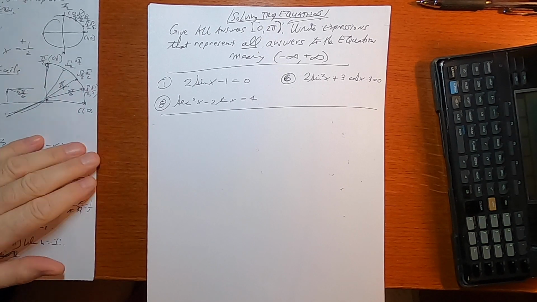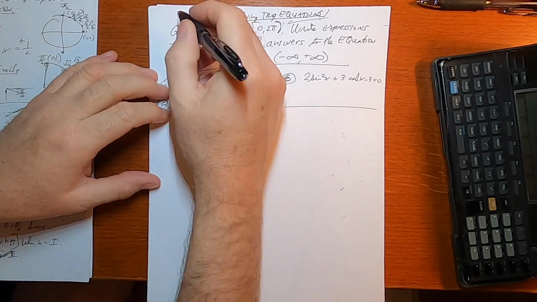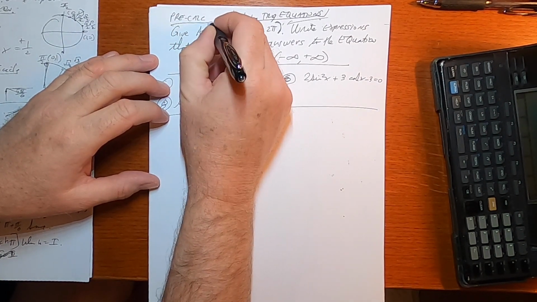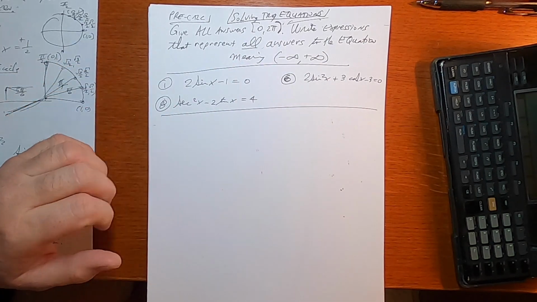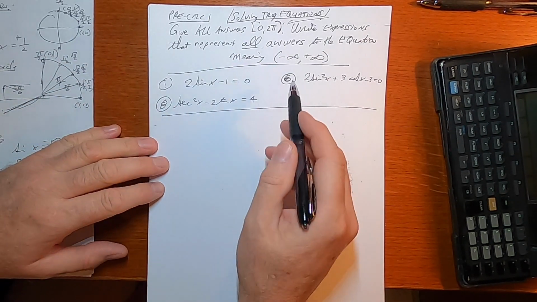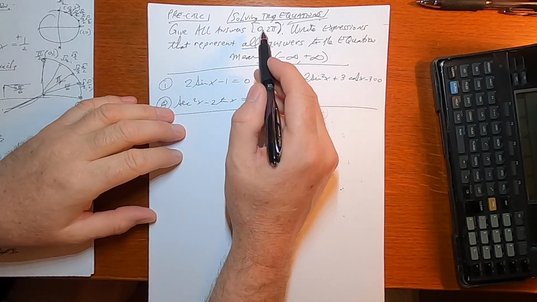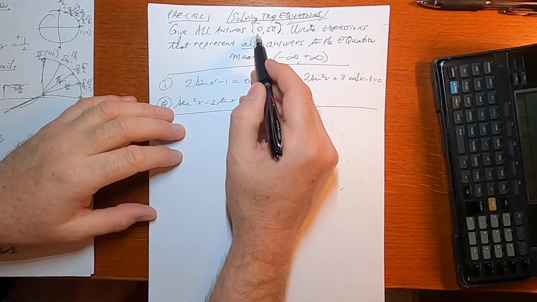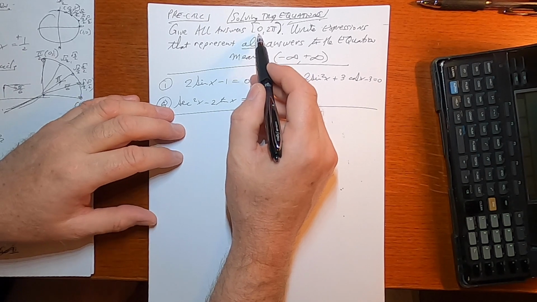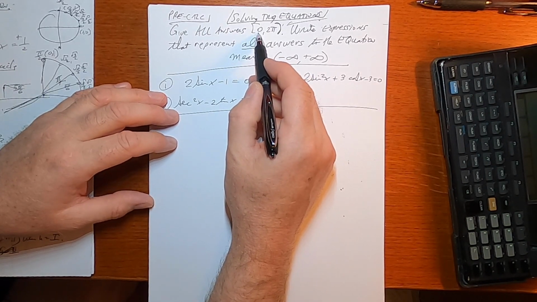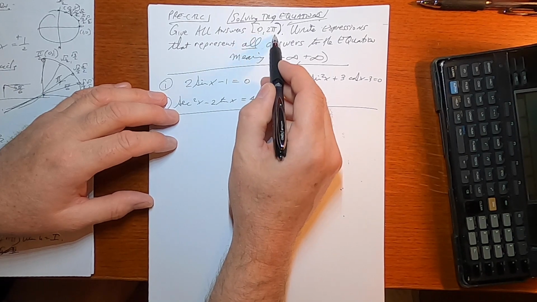Okay, this is PreCalculus. Solving trig equations. I have a few examples here. Give all answers on the interval to include 0 to 2 pi.